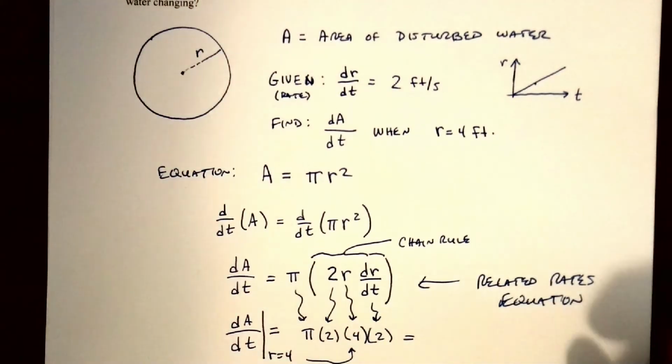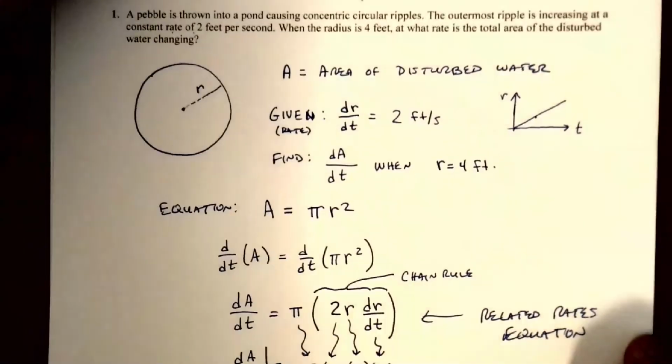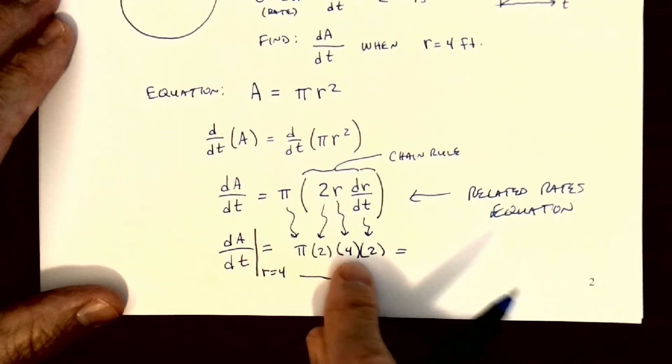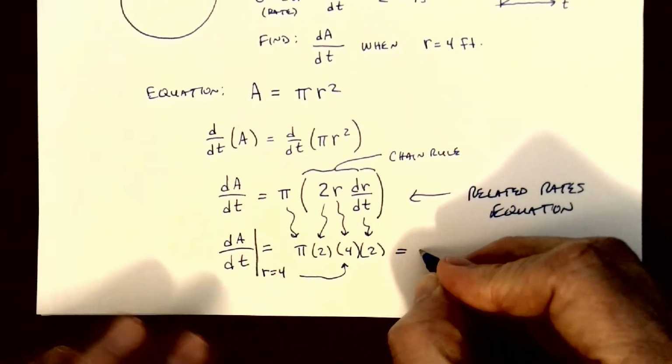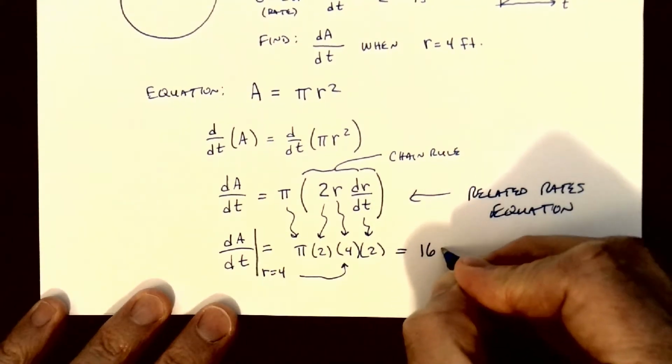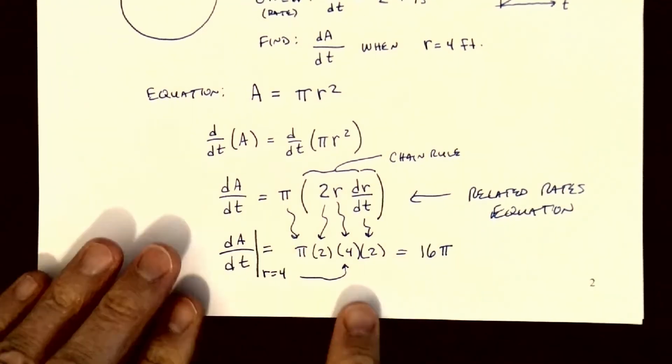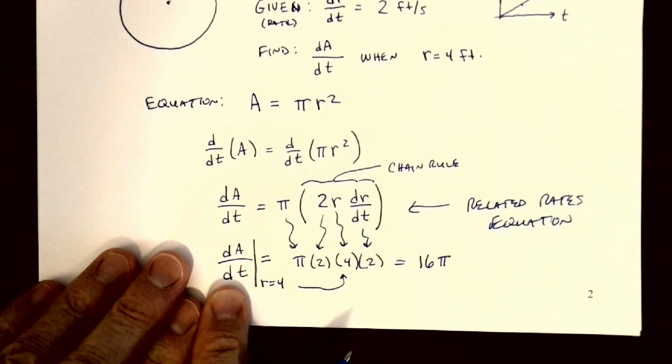And so I can now evaluate this, and we get pi times all this. This is what? 16 pi. Now, it is important to give units. What would the units of dA/dt be? What would the units be?